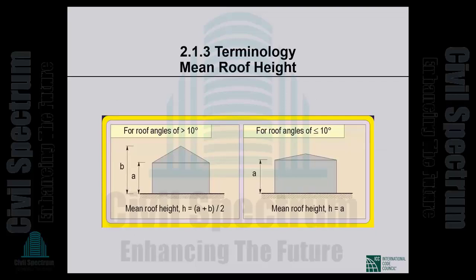This is something important. Typically, mean roof height will be the height to the point halfway between the eave and the ridge. So it will be A plus B divided by 2. But if the roof angle is less than 10 degrees, then the eave height becomes the roof height. This is an important detail. Always keep that in mind, okay? Theta less than 10 degrees, which is a lot of roofs, actually most roofs. So the mean roof height becomes the eave height.